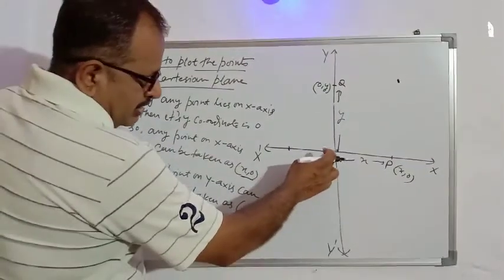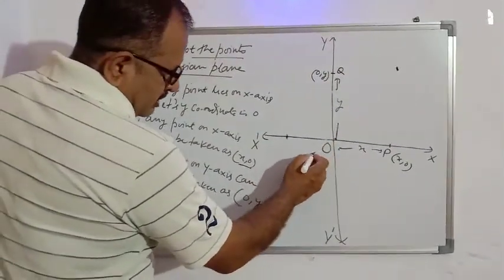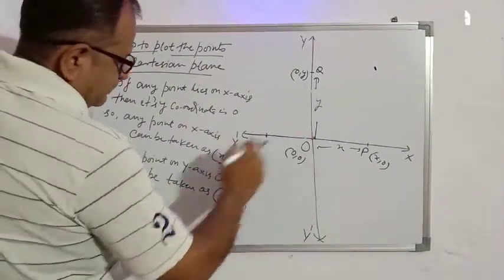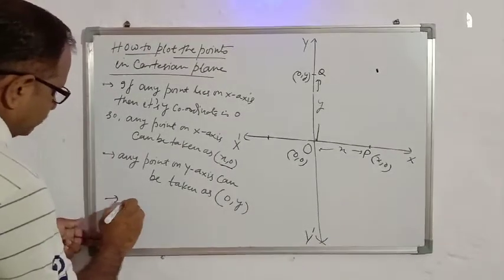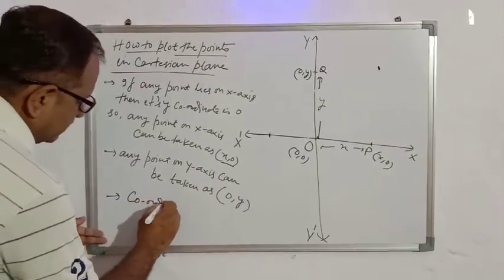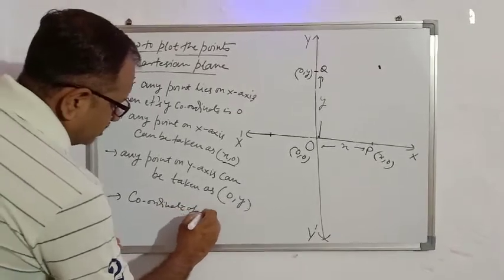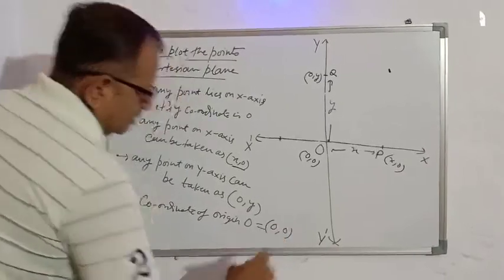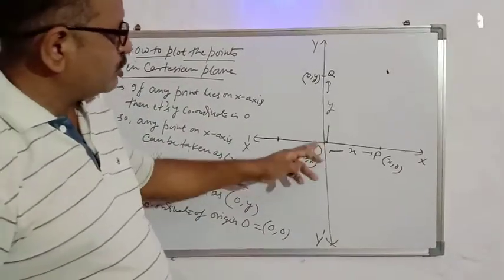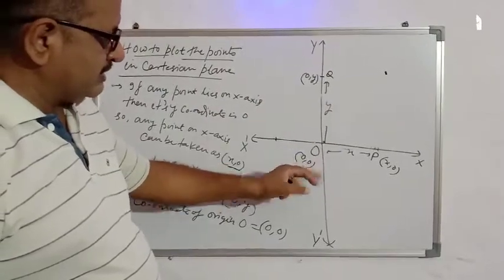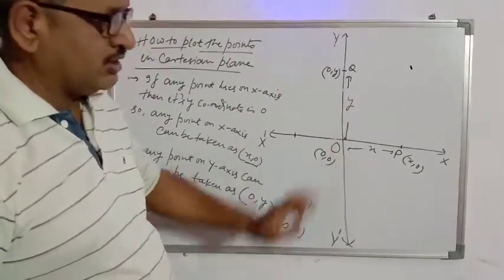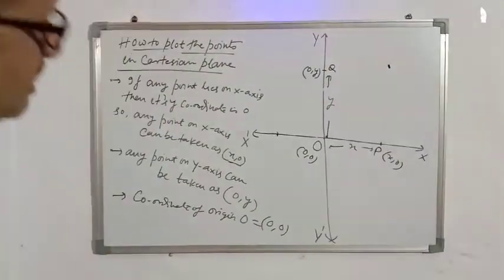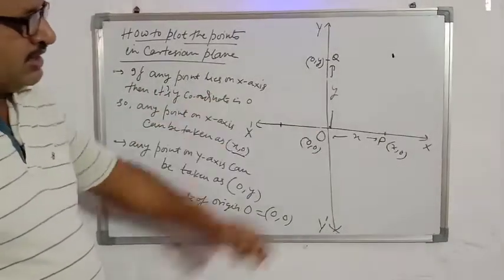And what is the coordinate of O, that is origin? Coordinate of origin is 0, 0. Here x coordinate and y coordinate both are 0, because both coincide here, x-axis and y-axis. Now with the help of examples, we will see how we can plot the given points in the Cartesian plane.